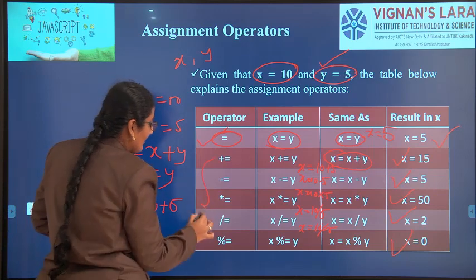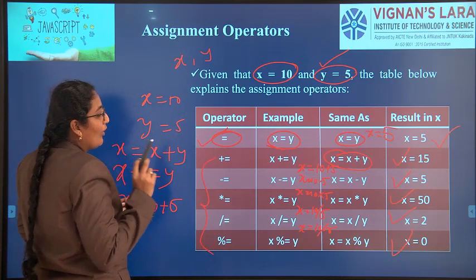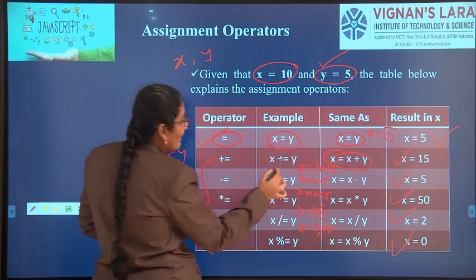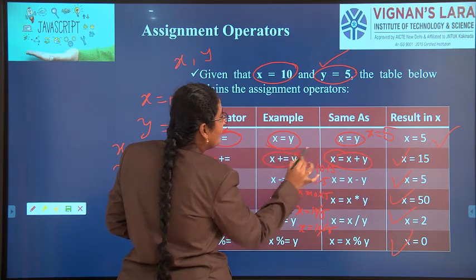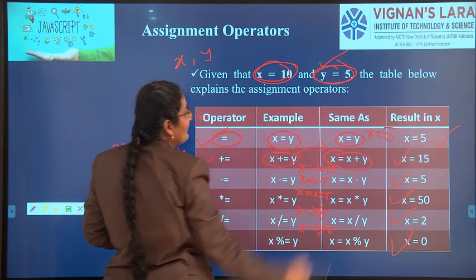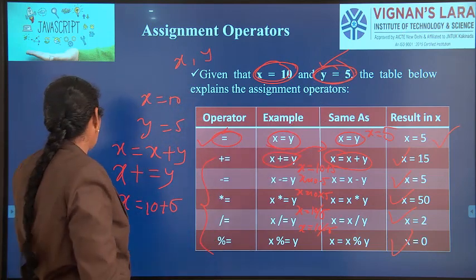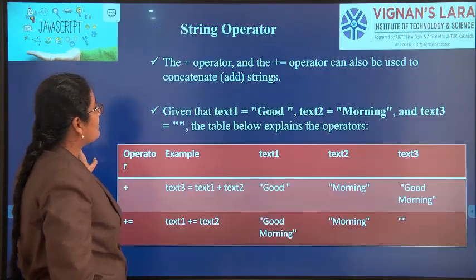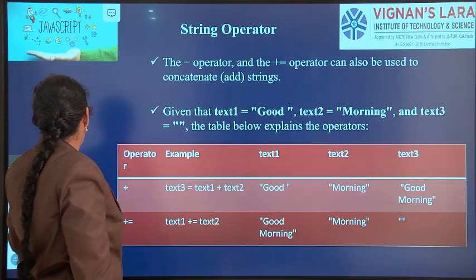So this is about assignment operators. Equal to and these are all the assignment operators. What is the point we should understand here? X plus equal to y is nothing but x equal to x plus y. By taking x value 10 and y value 5, we have got the results of x and y. So the next operator, string operator.